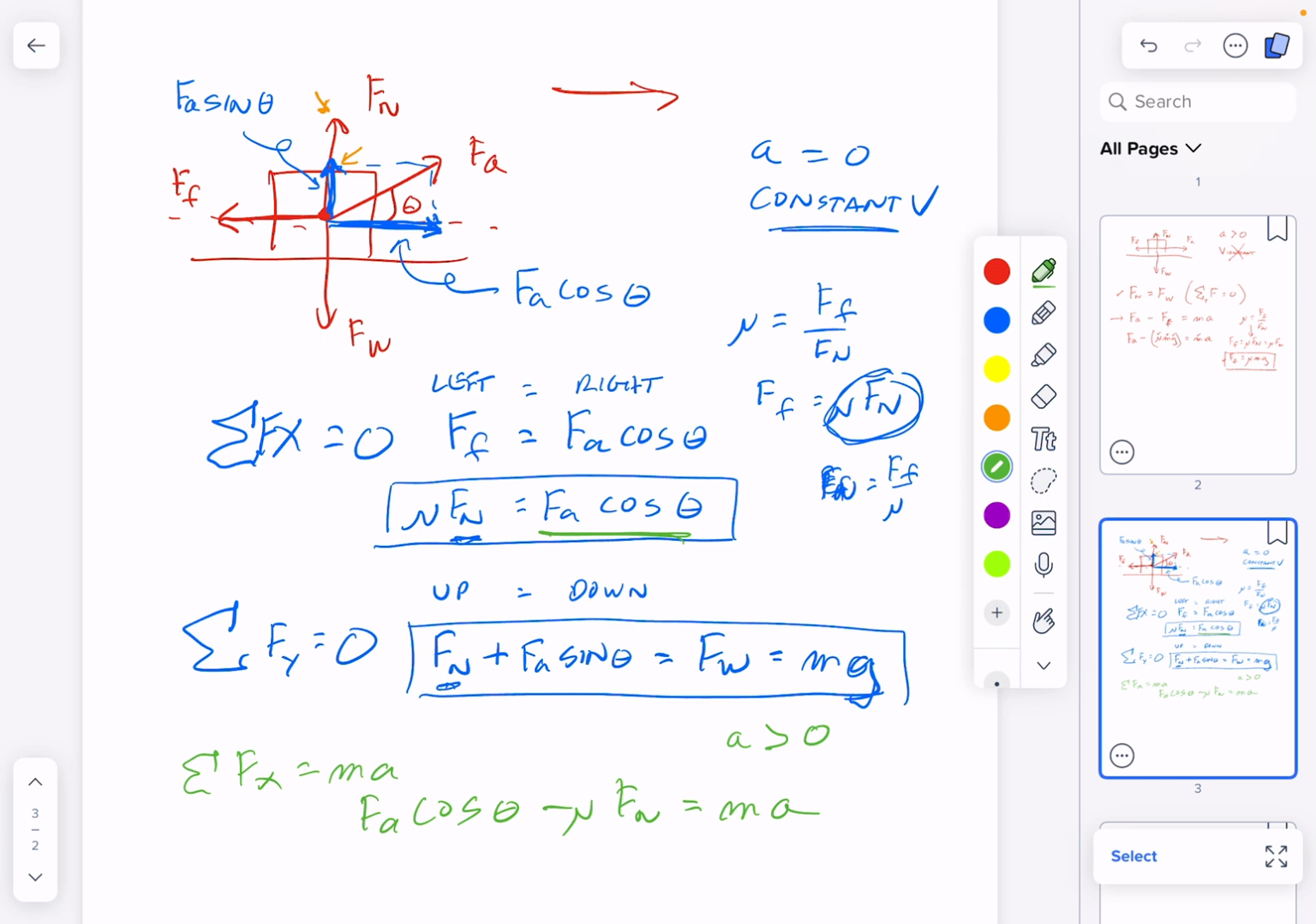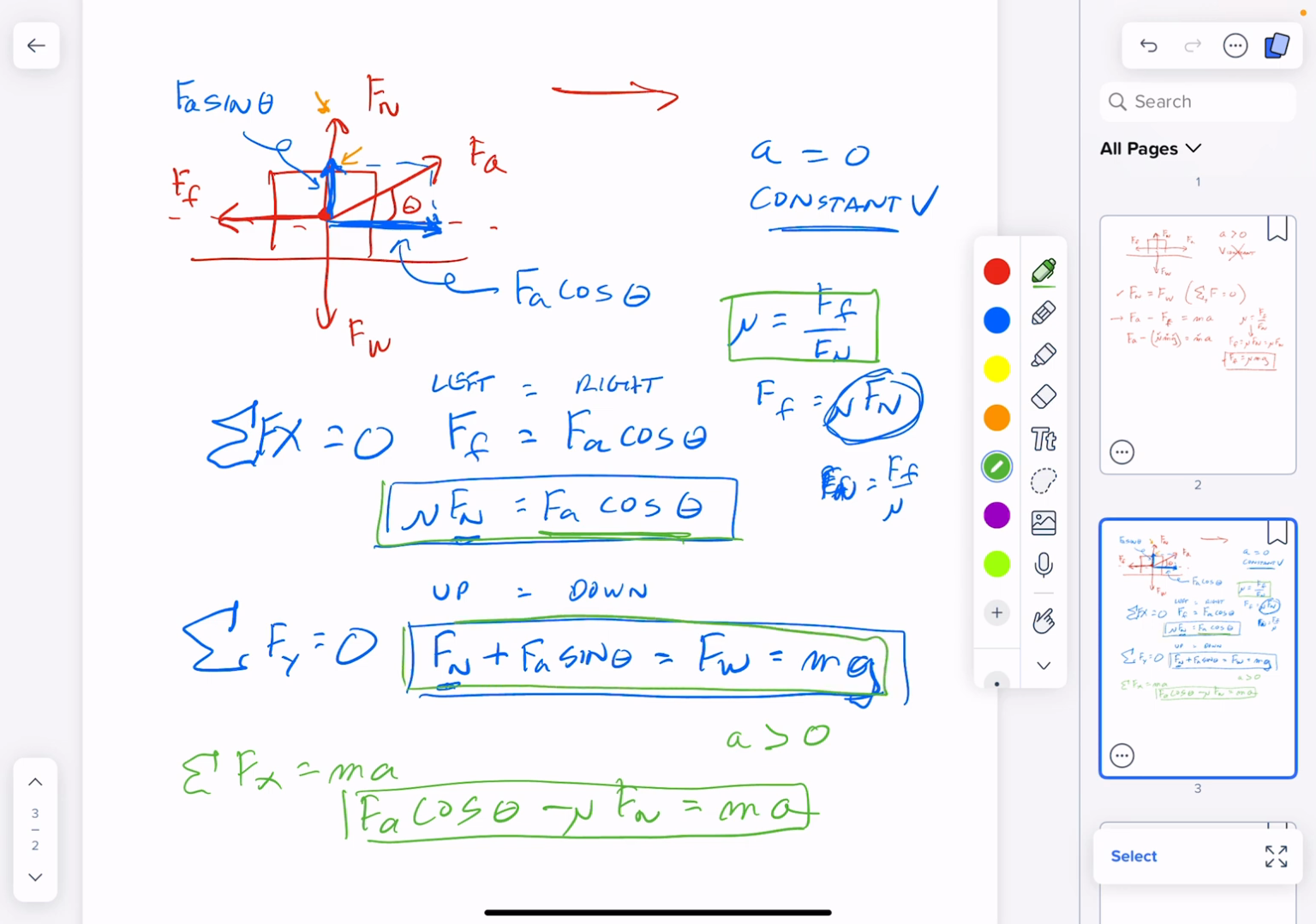And again, you have that equation. Sometimes you're going to need that equation. And we also have this equation right there. And we've already gotten rid of F sub W. So we've got 3 equations there if we need them.